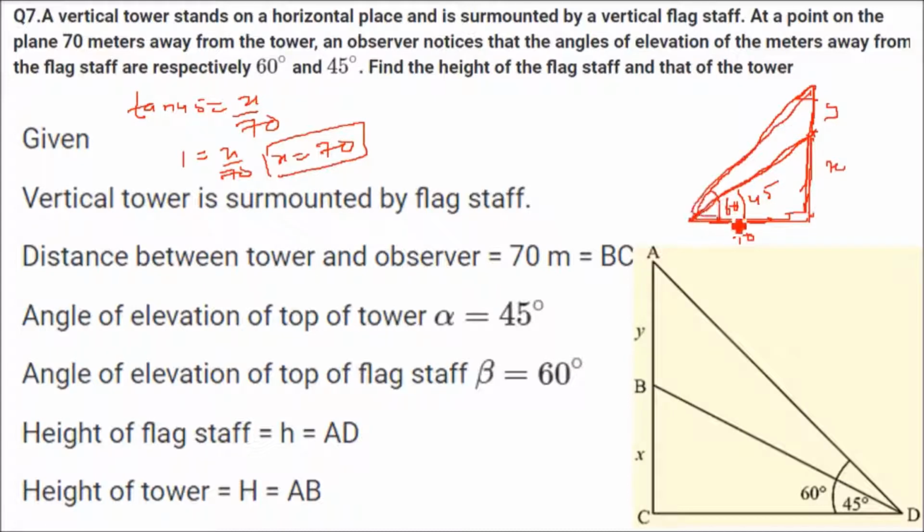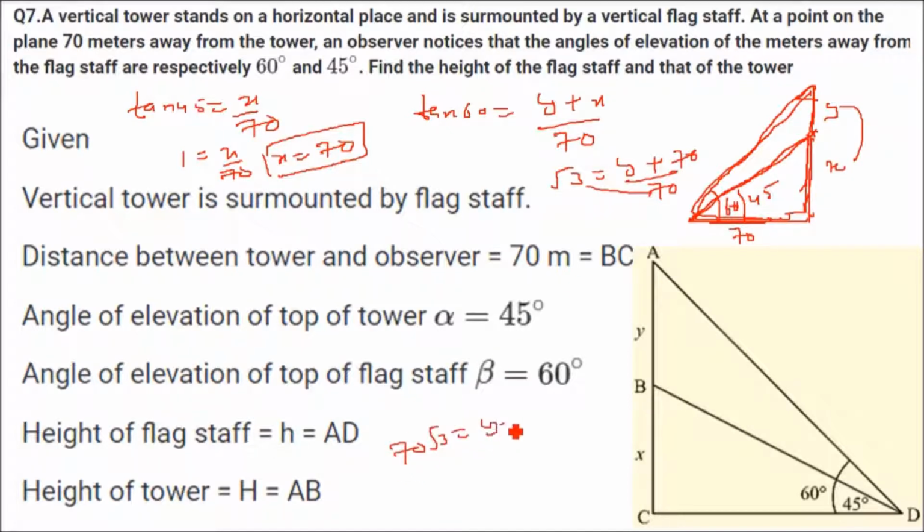This big triangle. What is tan 60? It will be perpendicular, that is y plus x, by base, that is 70. Tan 60 is root 3. So root 3 will be equal to (y plus x) by 70, and x is 70. So what do you get? 70 root 3 equal to y plus 70. I'm bringing it here. 70 I'm taking common, root 3 minus 1 equals y. So this height of the flagstaff will be 70 (root 3 minus 1). You can use root 3 as 1.732 and solve it. You'll get 51.24. So one is 70, one is 51.24.